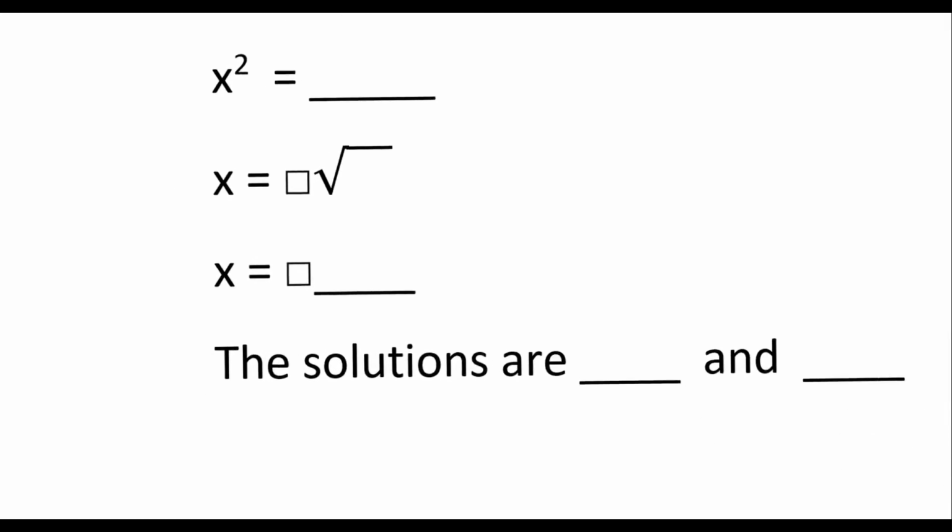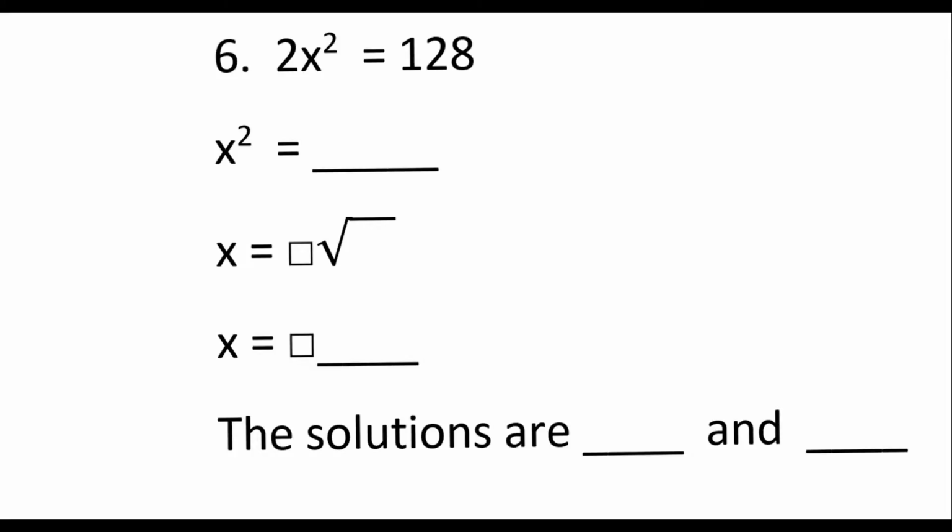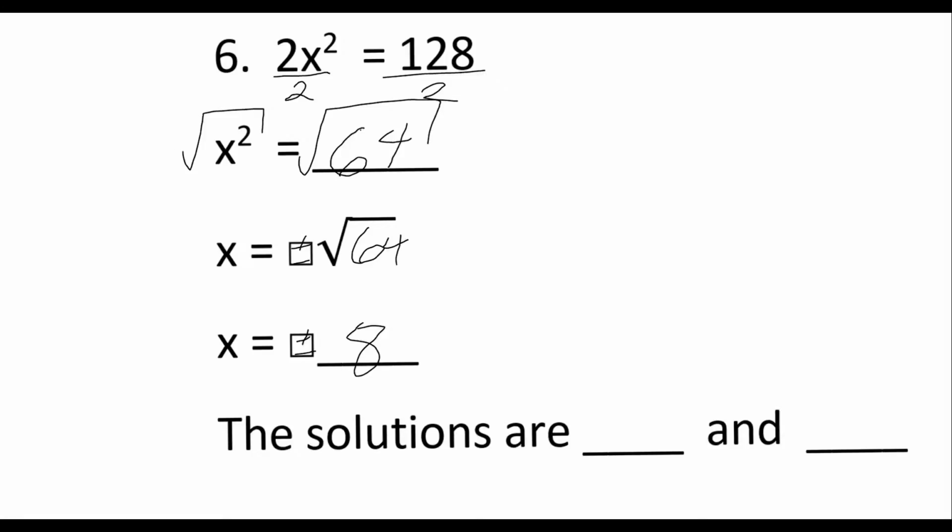Number 6 is going to be much the same thing. We solve it as far as we can without taking the square root, and then we go ahead and do it. Now, excuse me. So we've got a division by 2, and what that's going to leave me with is x squared equals 64. I take the square root of both sides of that, so that's going to leave me with plus or minus the square root of 64, which is going to be plus or minus 8. So that means I'm going to have 8 and negative 8.